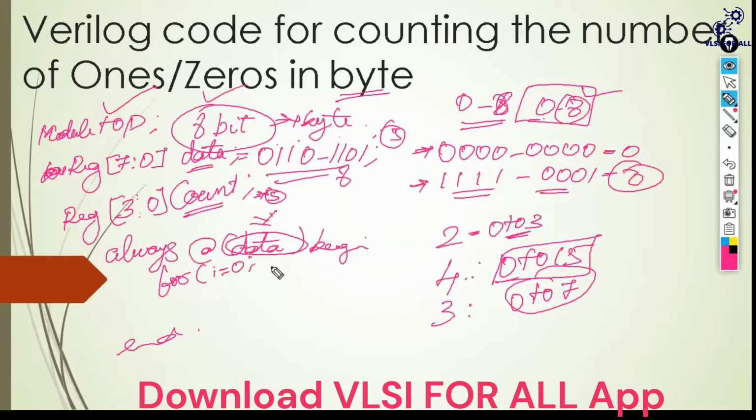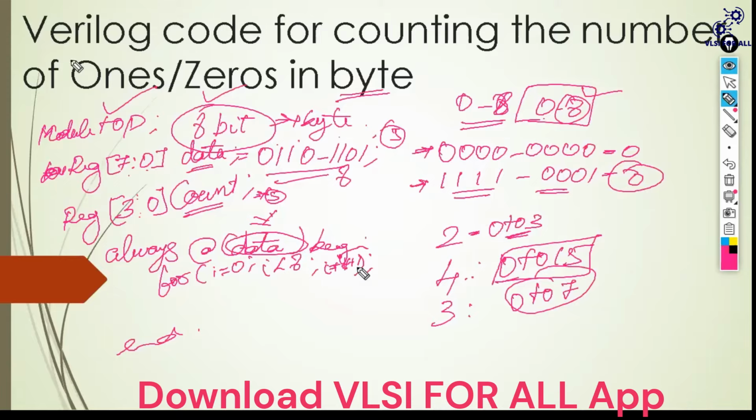Okay. For i equal to 0, i should be less than 8. So then only it will iterate from 0 to 7, right? Because here we are mentioning 0 to 7. So here I am taking i equal to 0, i less than 8, i plus plus. These are all the things they will check for.